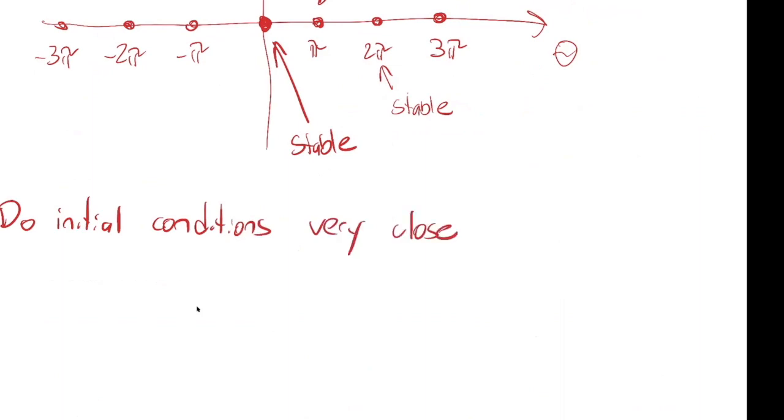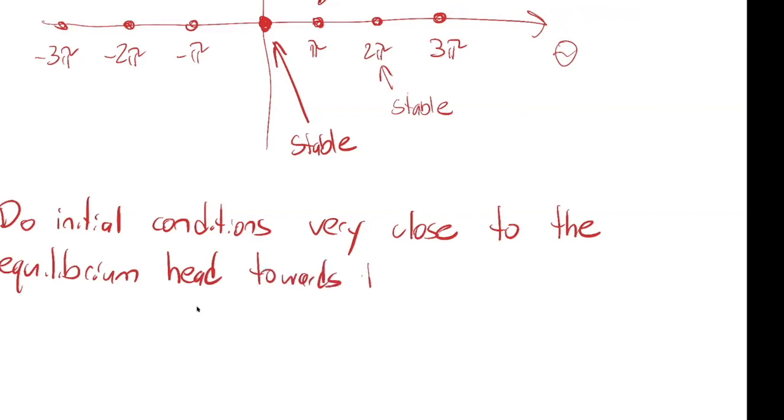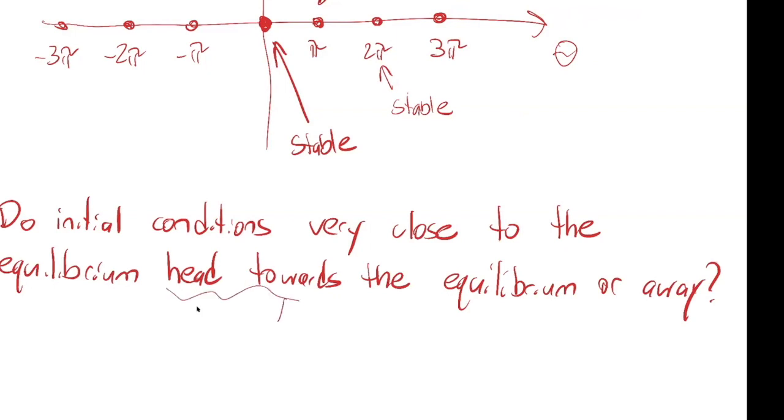do initial conditions very close to the equilibrium. So do these head towards the equilibrium or away? So that's generally like what we're thinking about when we say stable versus unstable. And if it heads towards the equilibrium, it's stable. And if it heads away, then it's unstable.